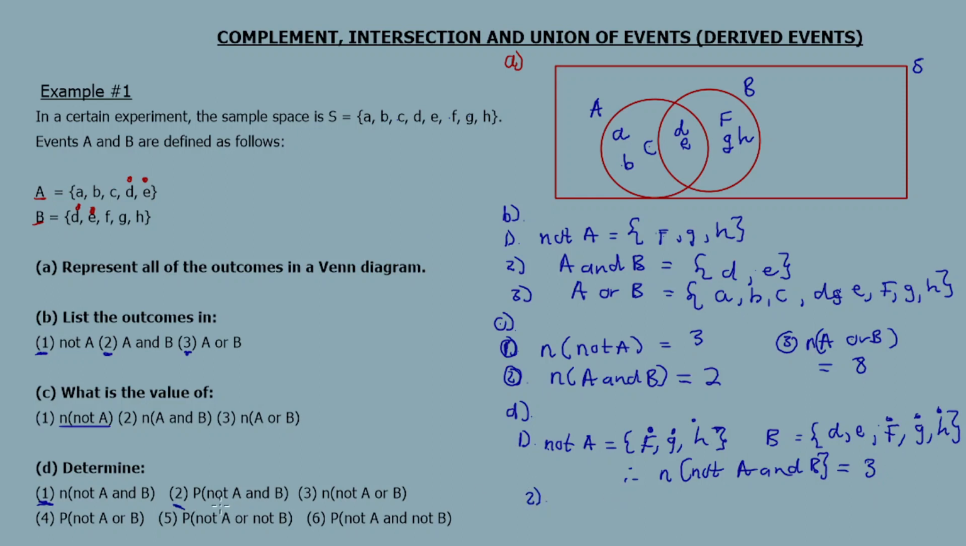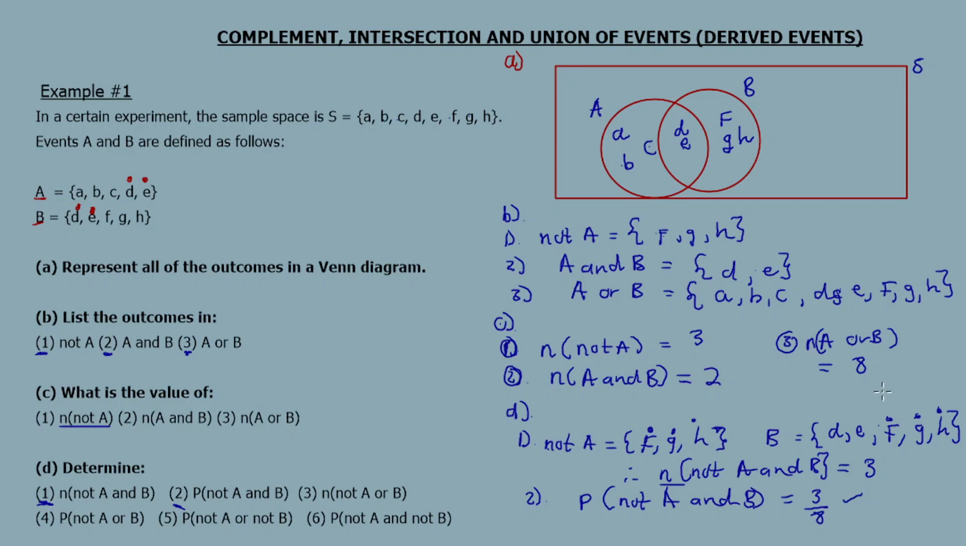And then number two, but it's calculated the probability of not A and B. So the probability of not A and B should be equal to the number of not A divided by the sample size. You always divide by the sample size when calculating probability. So it should be 3/8. This is our answer again.